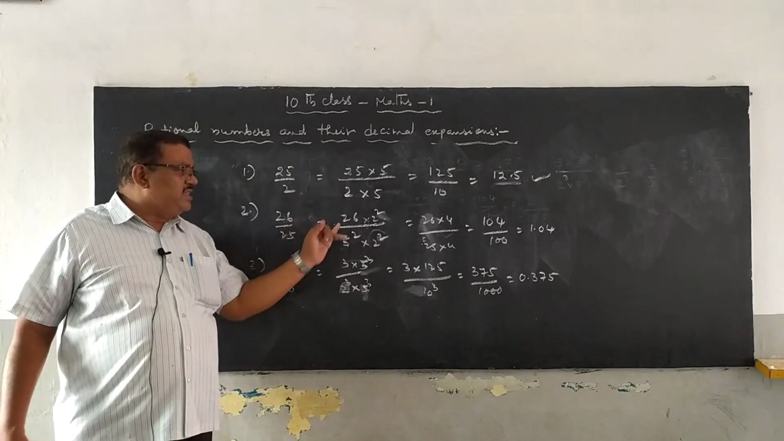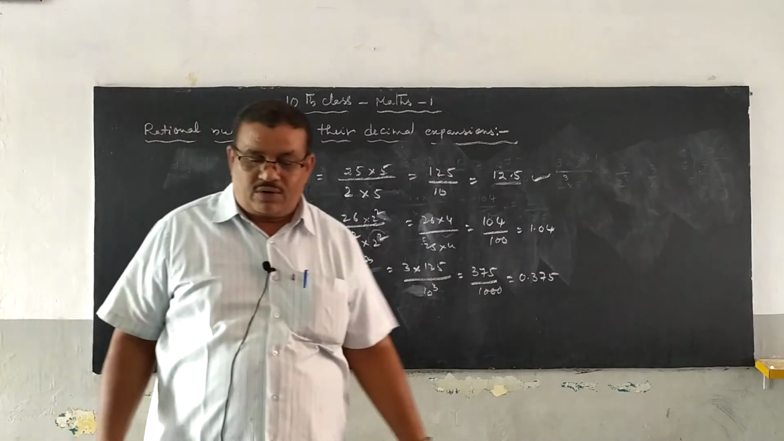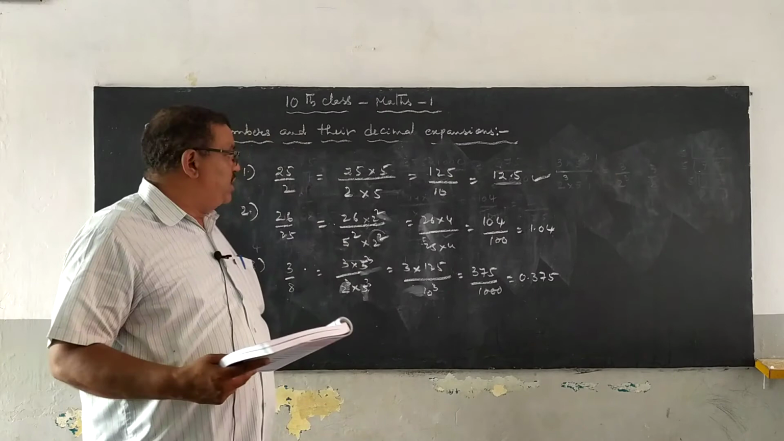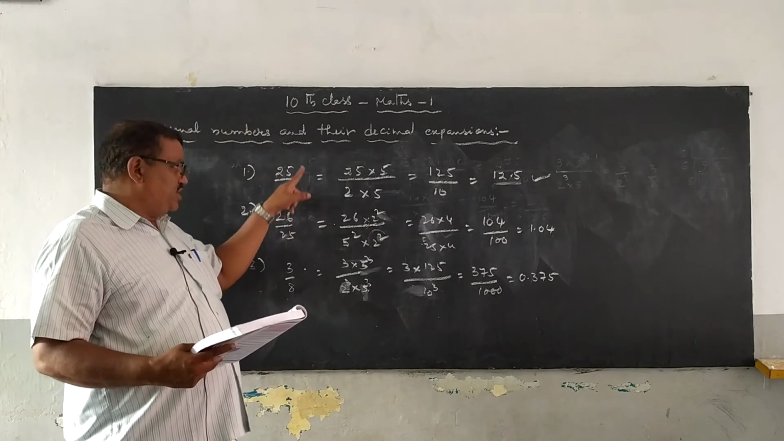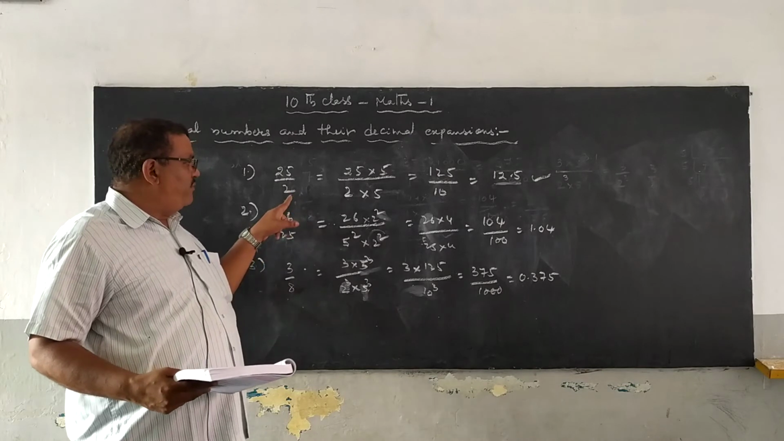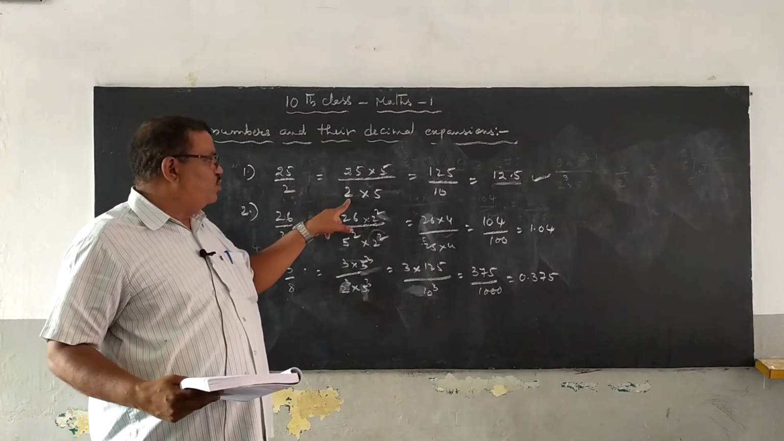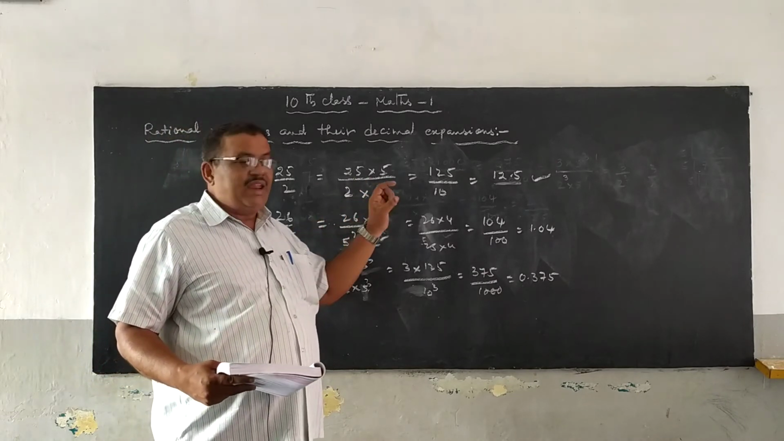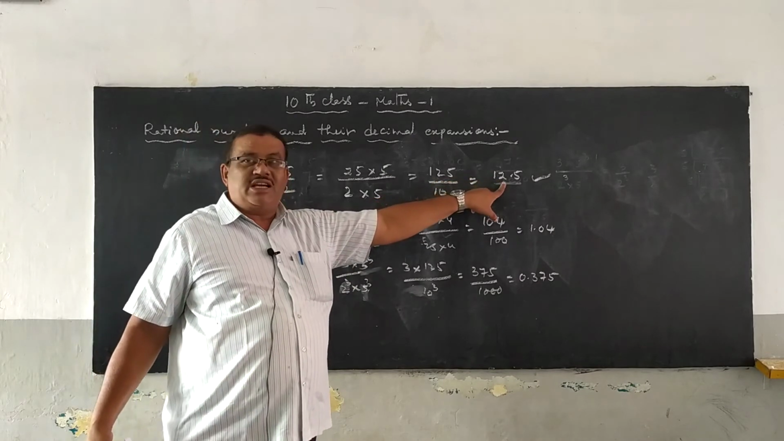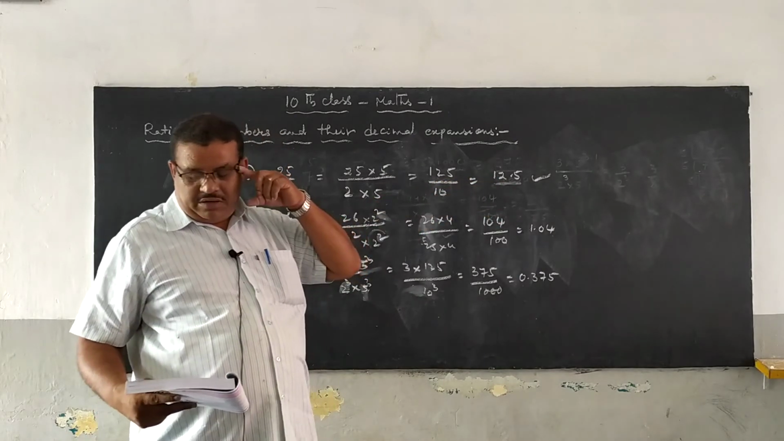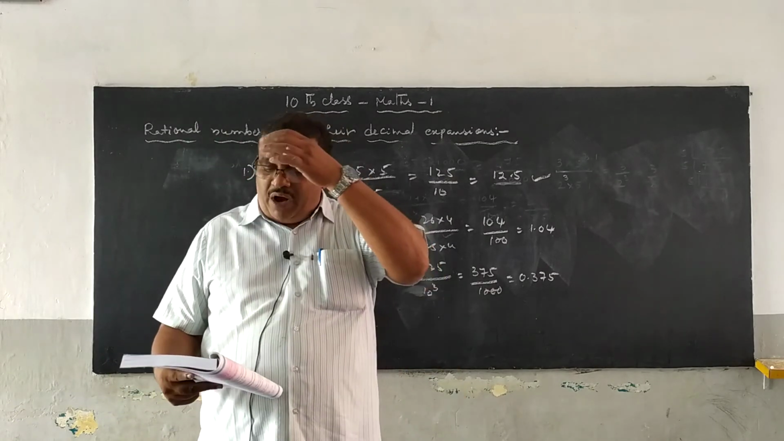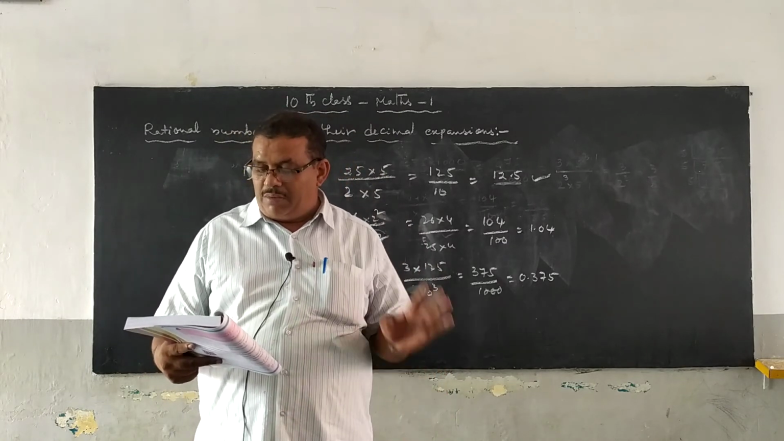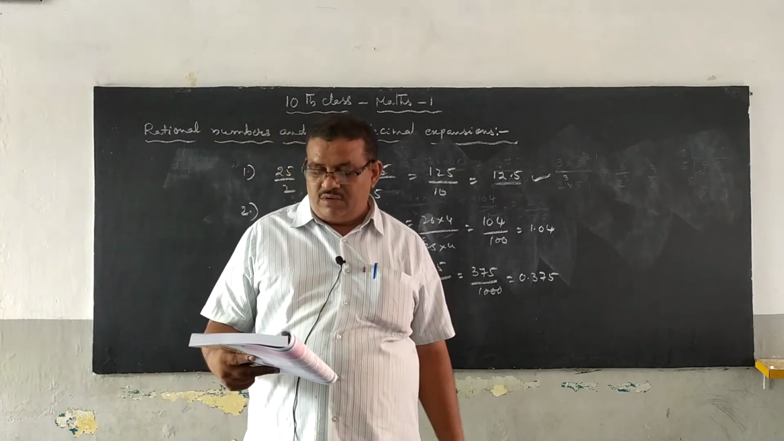So, these 3 examples lead to Theorem 1.4. Let us see Theorem 1.4 once more. Let x equal p by q be a rational number such that the prime factorization of q is of the form 2 power n into 5 power m, where n and m are non-negative integers. Then x has a decimal expansion which terminates. This is Theorem 1.4. Do the problems on page number 11. There are 4 problems; you have to do them yourself.